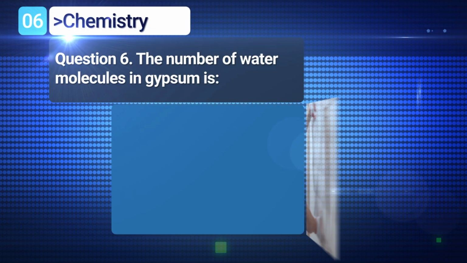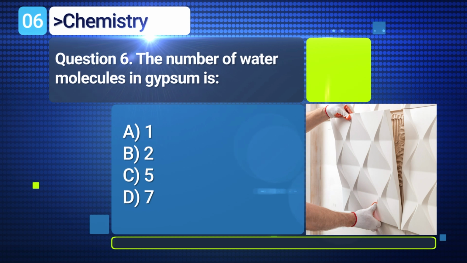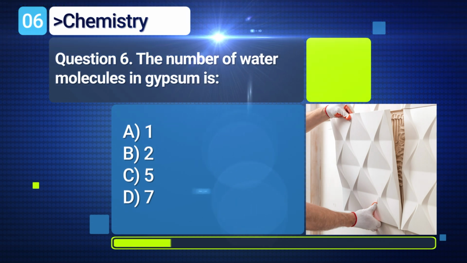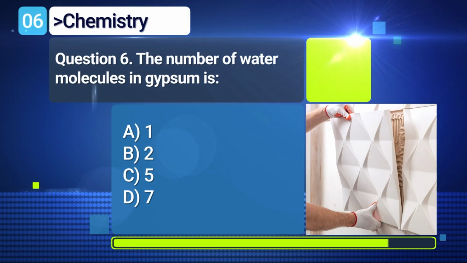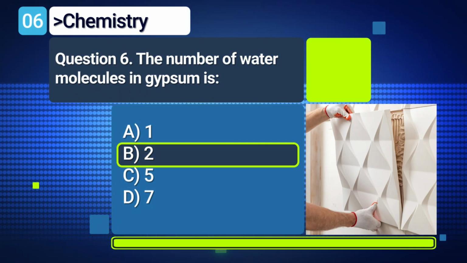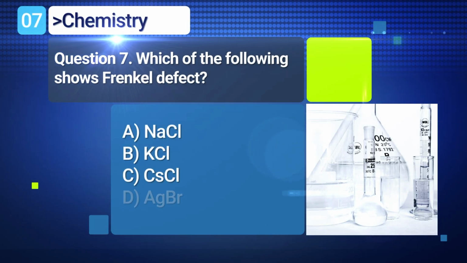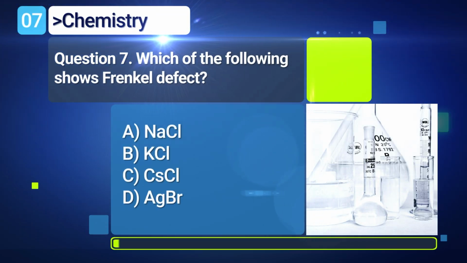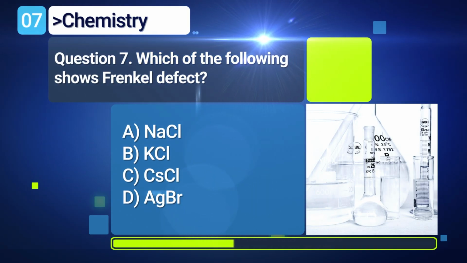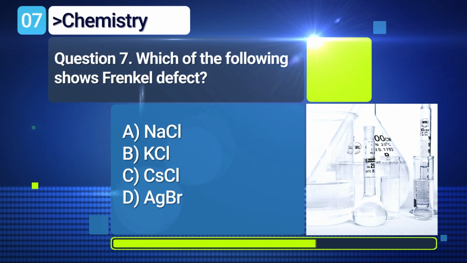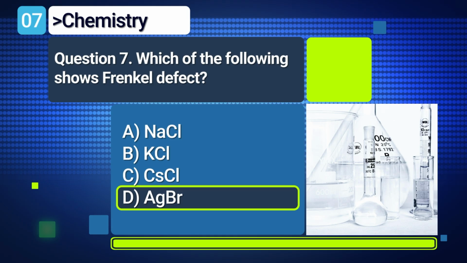Cellulose. Question 6. The number of water molecules in gypsum is A. 1, B. 2, C. 3, D. 5. Answer: B. 2. Question 7. Which of the following shows Frenkel defect? A. NaCl. B. KCl. C. CsCl. D. AgBr. Answer: D.